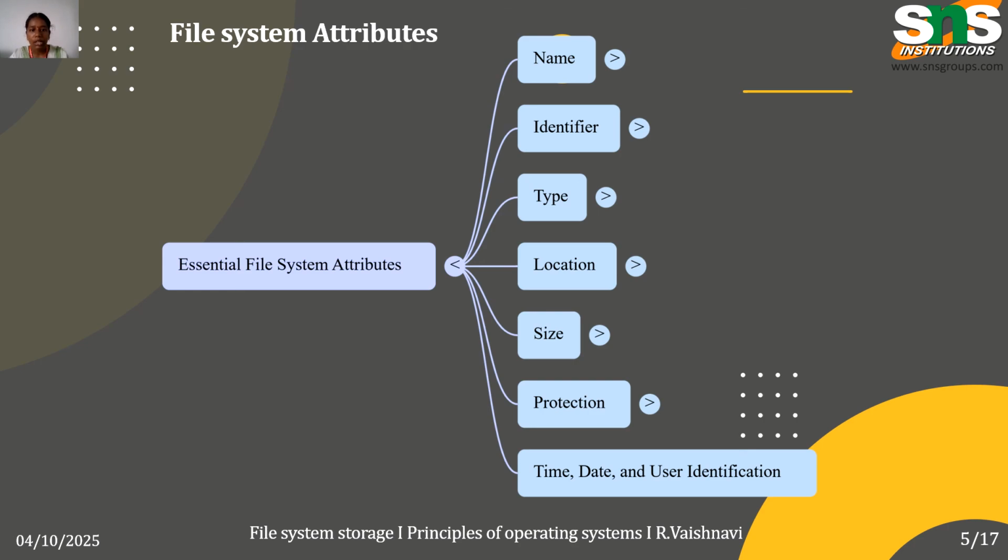In location, we see where the file is stored or located on the disk. In size, we mention the size of the file. In protection, we have the access methods. And in time, date, and user identification, we mention the date and time when the file was modified.